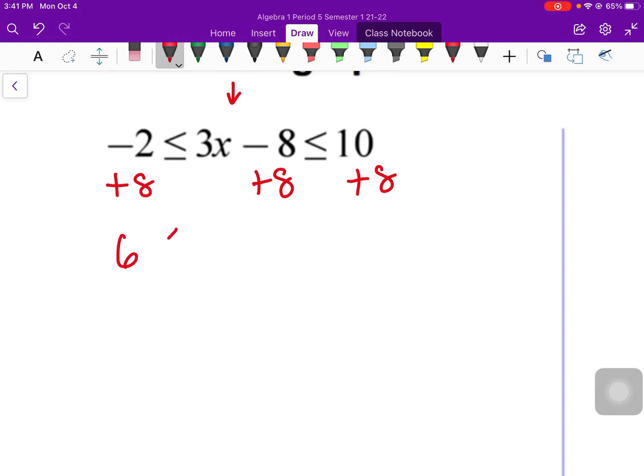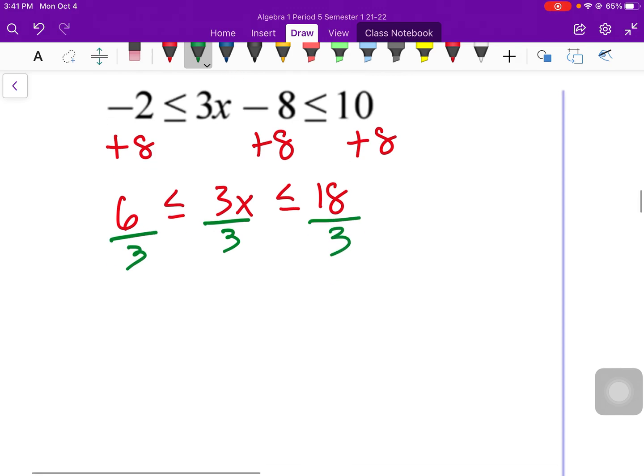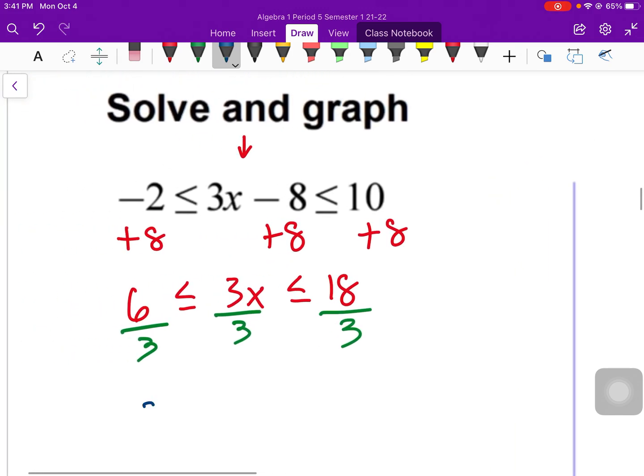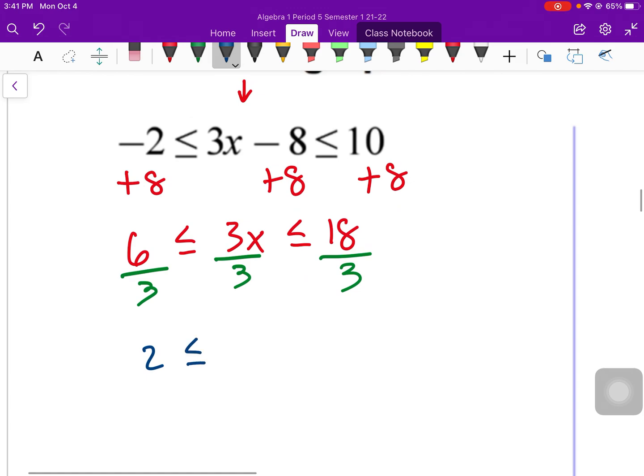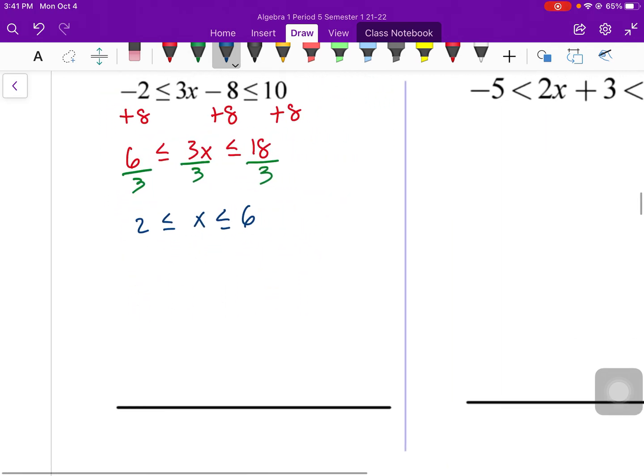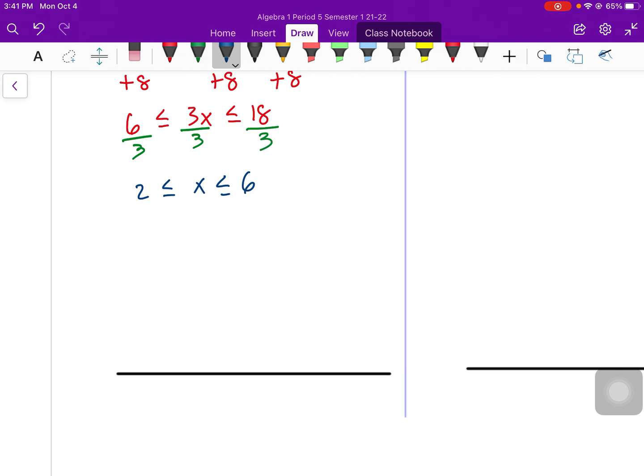So negative 2 plus 8 is 6, less than or equal to 3x, less than or equal to 18. Now I divide by 3, but I divide by 3 on all 3 sides. 6 divided by 3 is 2, less than or equal to x in the middle by itself, which was my goal. 18 divided by 3 is 6, so my conjunction, my and, is 2 is less than or equal to x is less than or equal to 6.